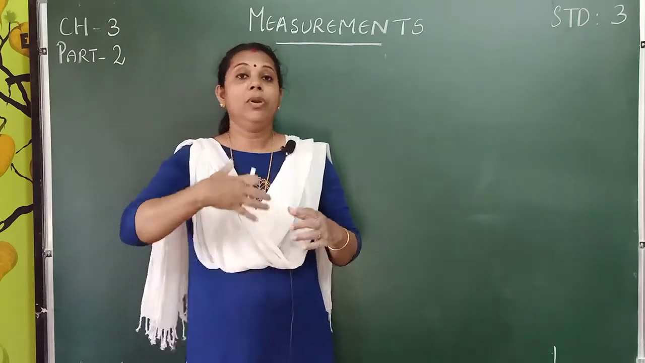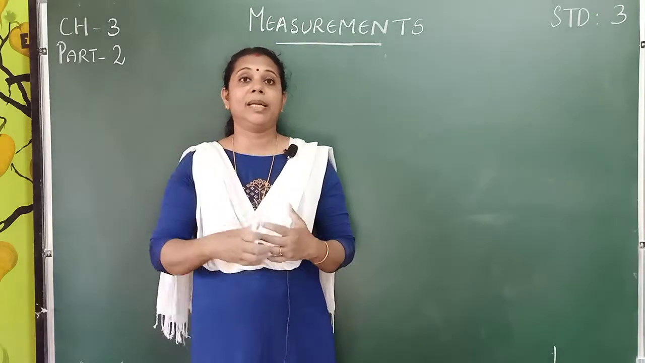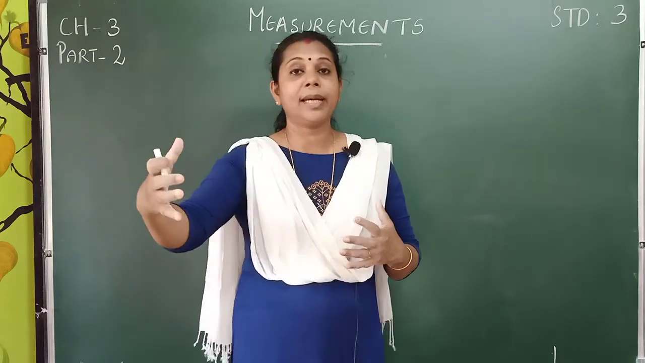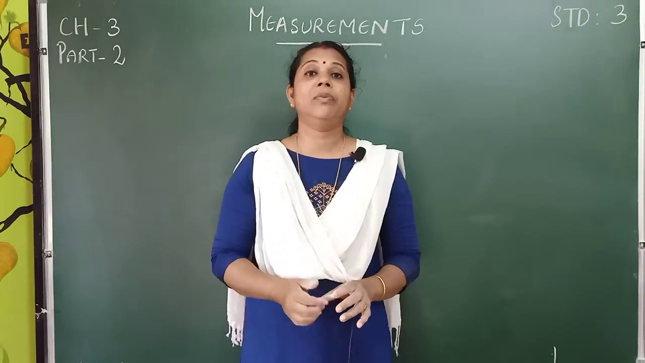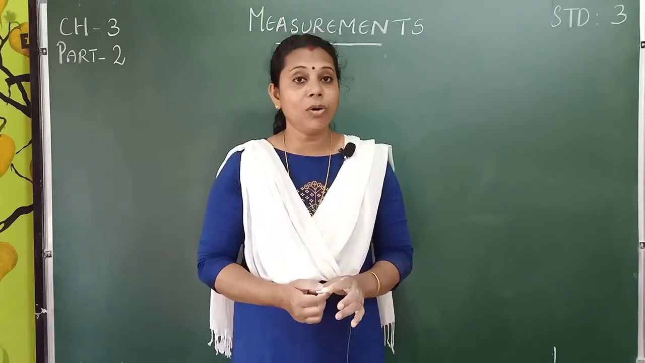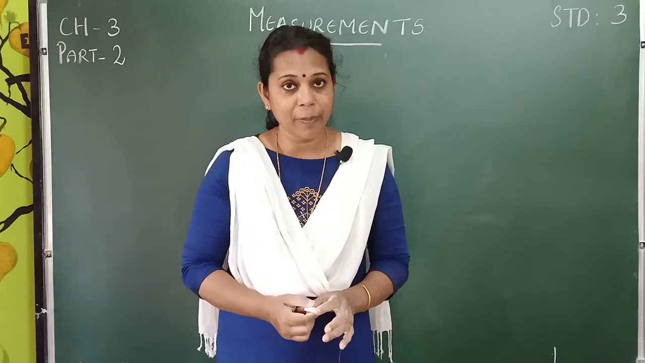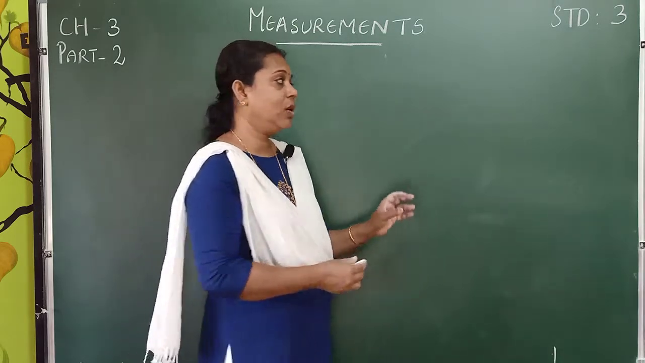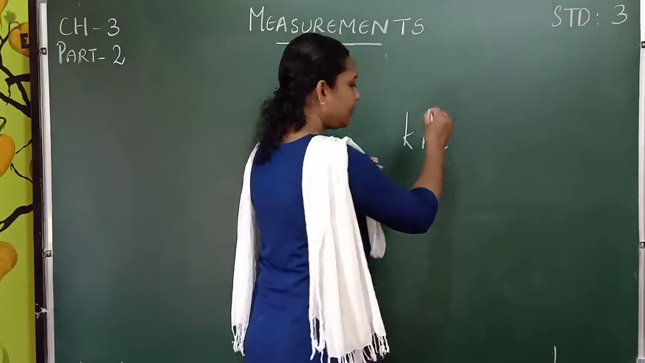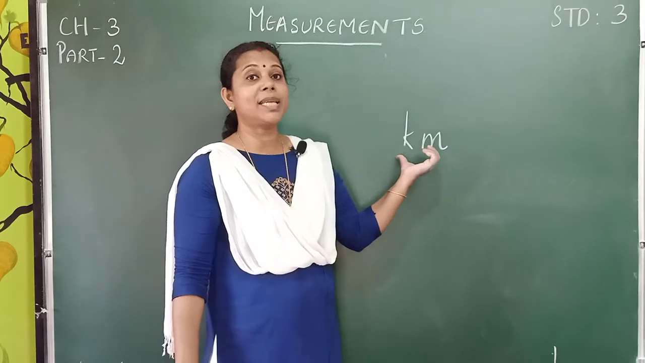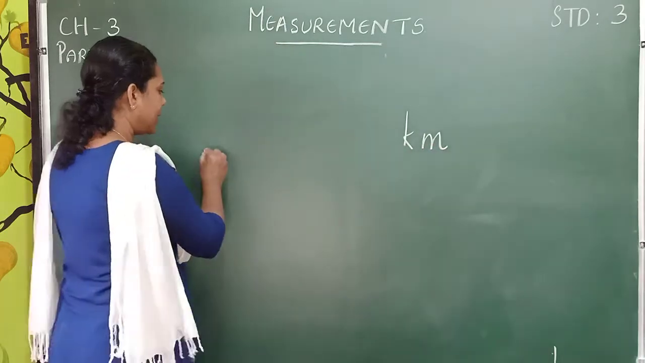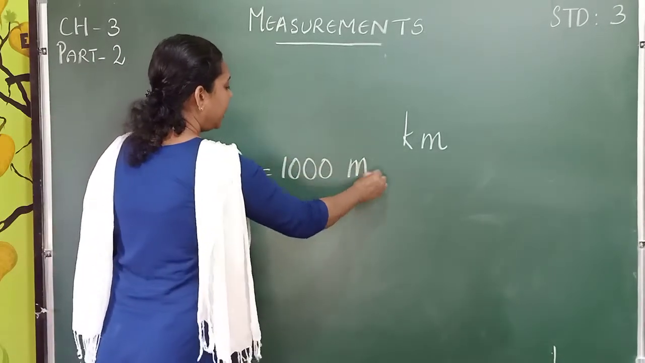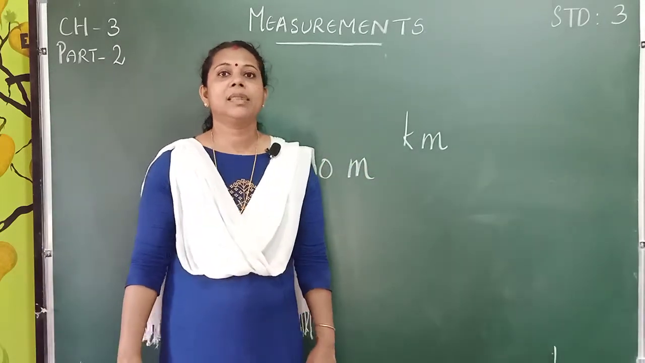So longer distance means the distance between two places, the distance between two states, or the distance between countries. To measure that, we use another unit, that is the kilometer. KILOMETRE, kilometer, and is represented as KM. There is a connection between kilometer and meter. 1 kilometer is equal to 1,000 meter.